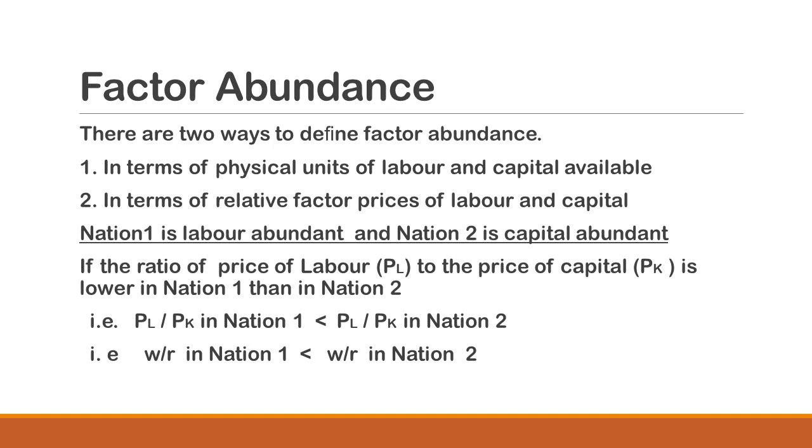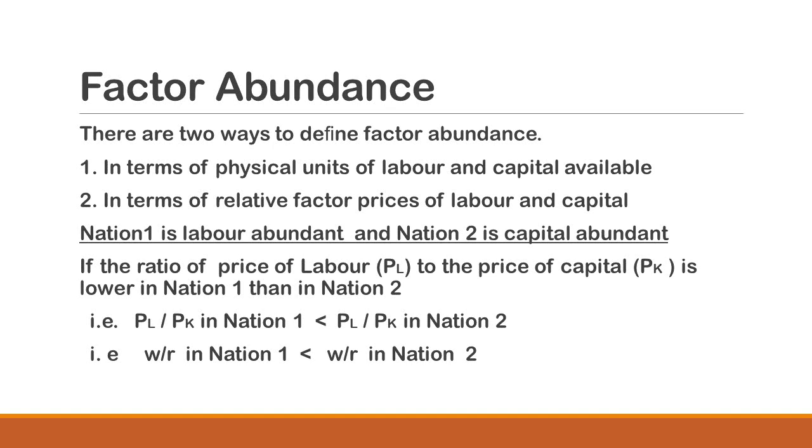The second definition is in terms of relative prices of labor and capital. We have assumed that nation 1 is labor abundant and nation 2 is capital abundant. That means the ratio of price of labor to price of capital is lower in nation 1 than in nation 2. That is PL by PK, the ratio of price of labor to price of capital in nation 1, is less than that in nation 2.